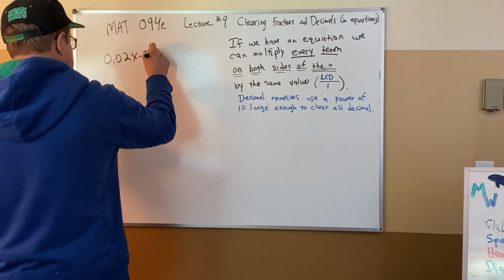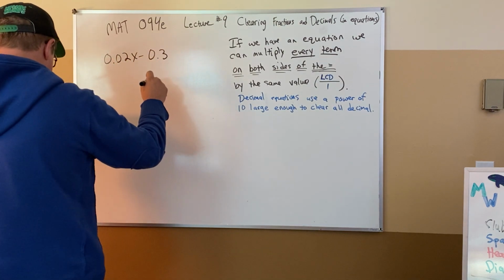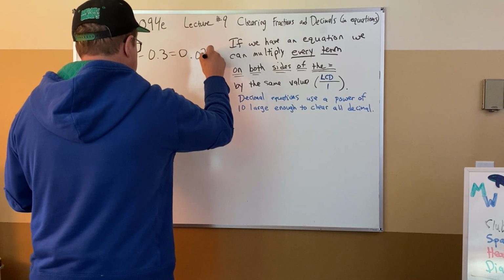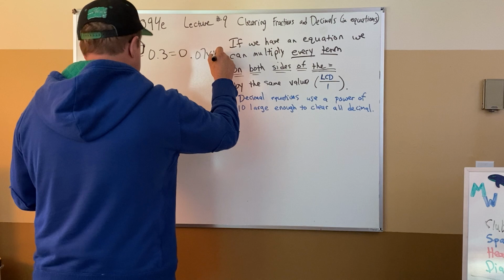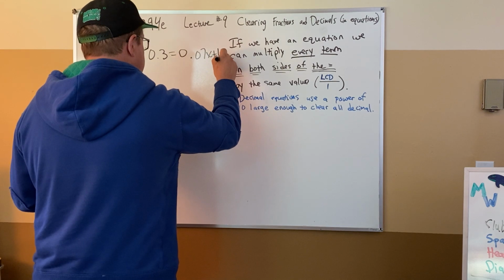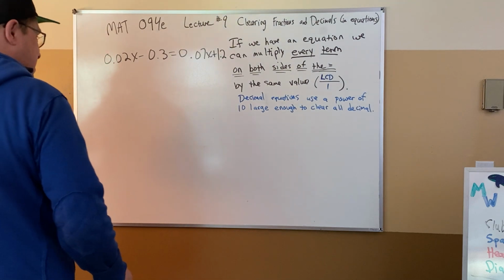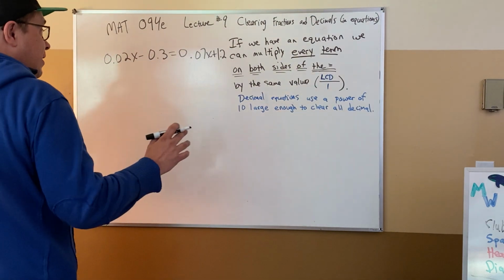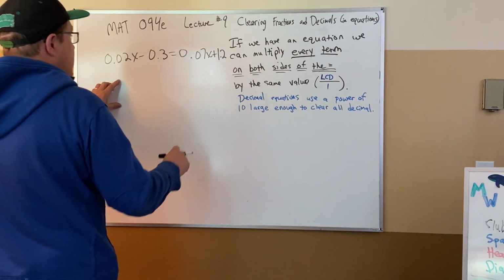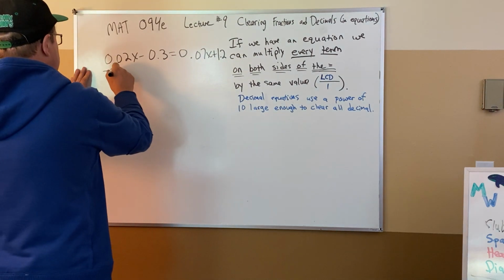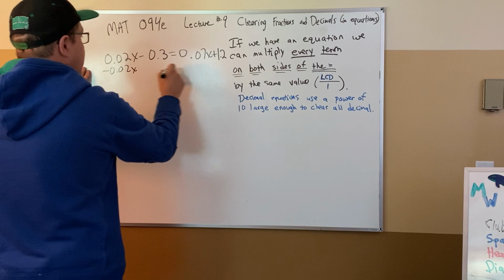0.02x minus 0.3 equals 0.07x plus 1.2. Okay, now let's see what happens. If we go without knowing that we can clear the decimals out of there, we would have to go like this. 0.07, 0.02, that's worse, so I would subtract the 0.02x off each side.